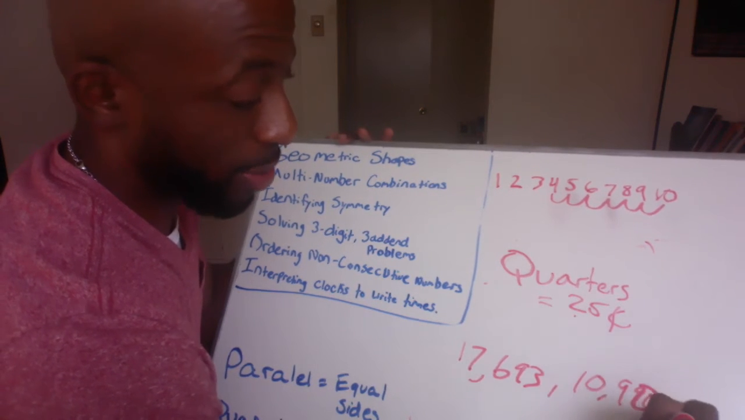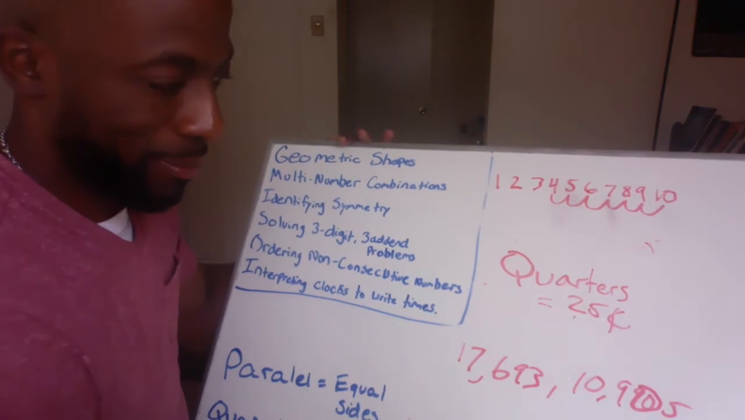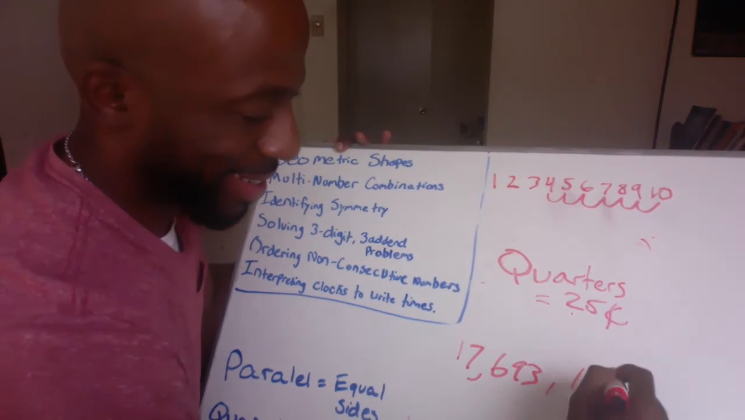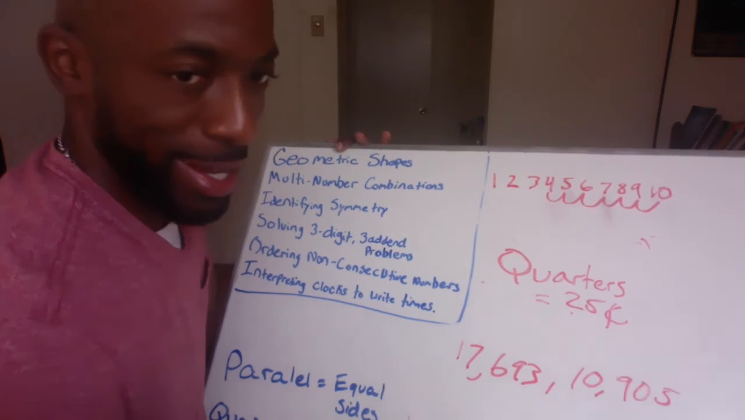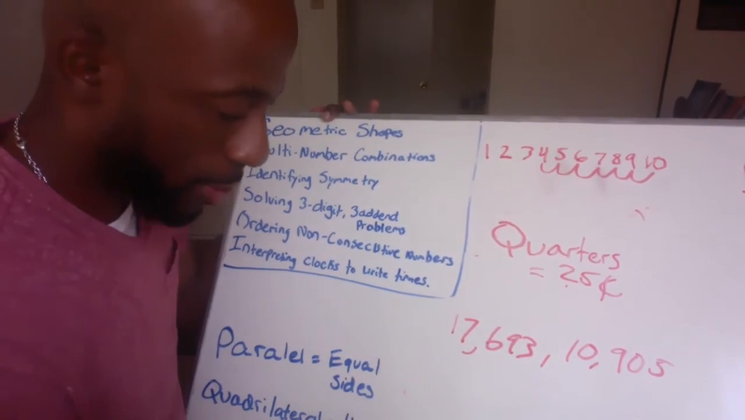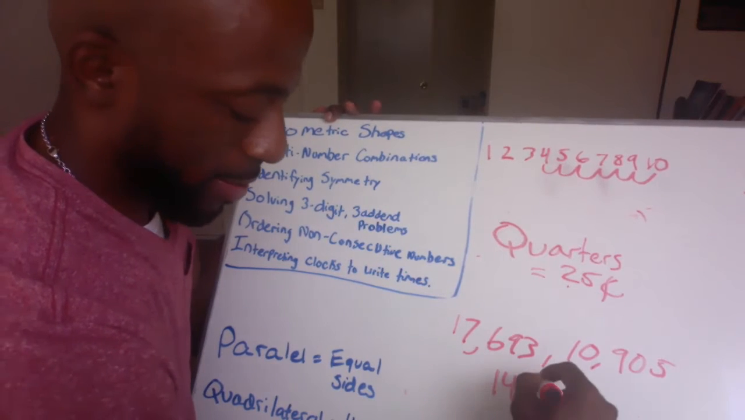I'm writing that number wrong again. All right. And then I'm not going to erase that because that's bad. I don't want to set a bad example. 10,905. And then there's a third number there, and I'll just write that underneath so you guys can see. All right. That third number is 14,000.